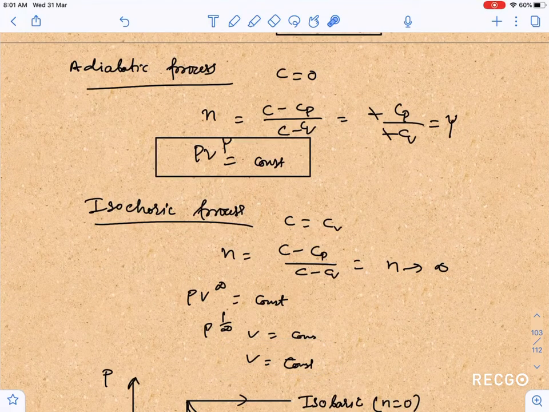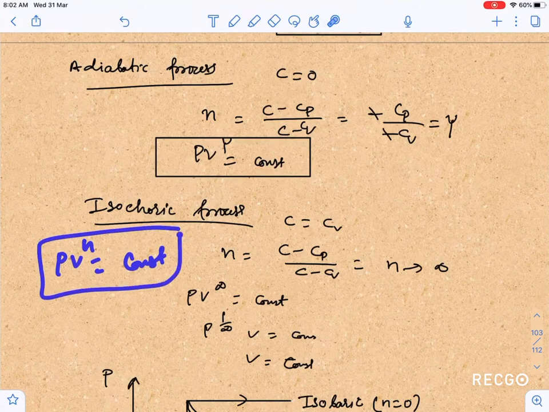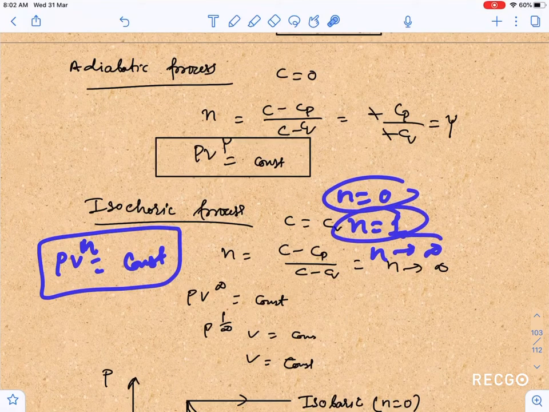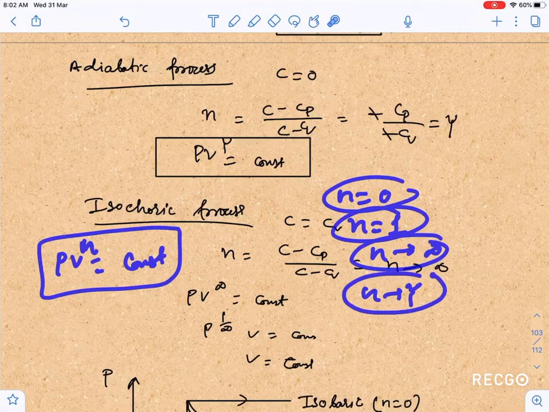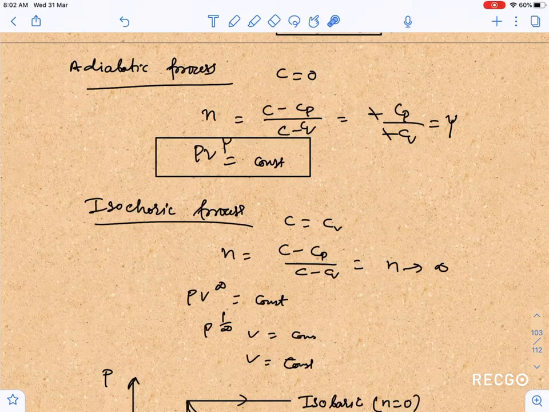So in today's lecture, what I want to tell you guys, there are 4 polytropic processes which are in your syllabus: isobaric process, isochoric process, isothermal process, and adiabatic process. So all these processes I have understood with the help of this PV to the power n is equal to constant equation. And you remember guys, n is equal to 0, n is equal to 1, n tends to infinity. So the process actually terminates to different sequences. n is equal to gamma, this is adiabatic process. n is equal to 0, n is equal to 1.